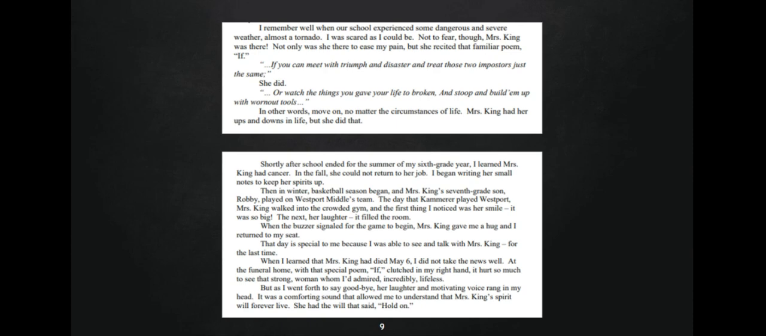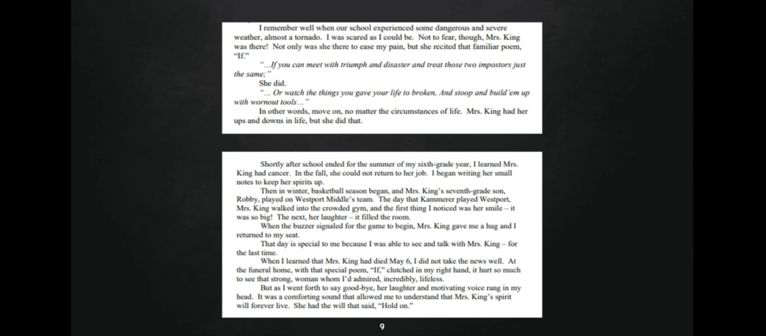When I learned that Mrs. King had died May 6th, I did not take the news well. At the funeral home, with that special poem, If, clutched in my right hand, it hurt so much to see that strong woman whom I'd admired, incredibly lifeless. But as I went forth to say goodbye, her laughter and motivating voice rang in my head. It was a comforting sound that allowed me to understand that Mrs. King's spirit will forever live. She had the will that said, hold on.